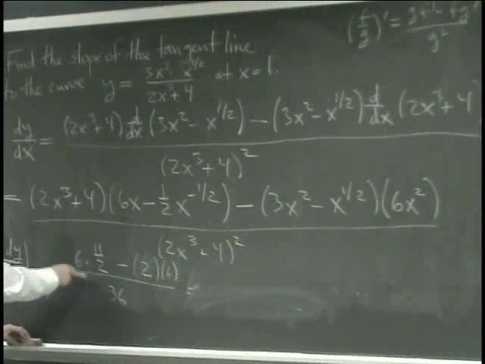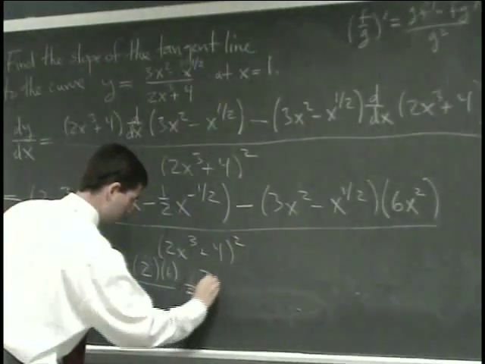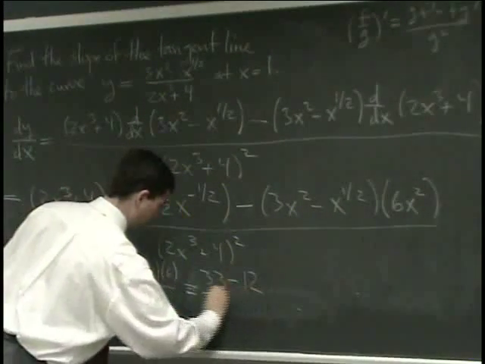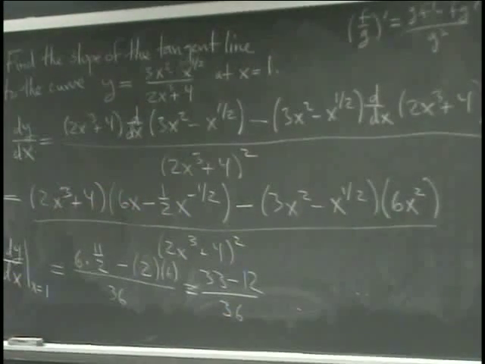Okay, let's see. Again, this one was 33. Now it's minus 12 over 36. And 33 minus 12 is 21. 21 over 36, same as 7 over 12.